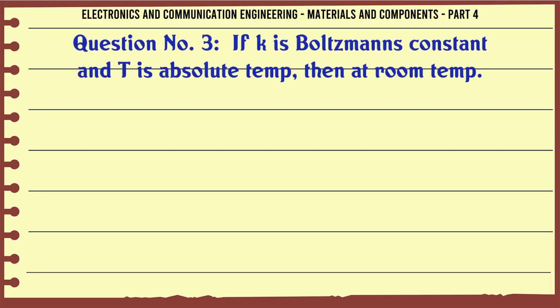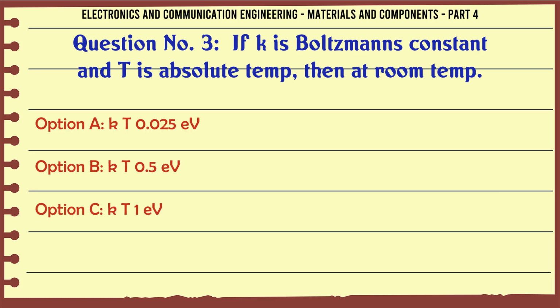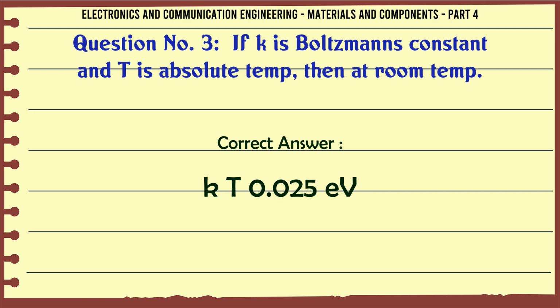If k is Boltzmann's constant and T is absolute temperature, then at room temperature, A. kT is 0.025 eV, B. kT is 0.5 eV, C. kT is 1 eV, D. kT is 100 eV. The correct answer is kT is 0.025 eV.